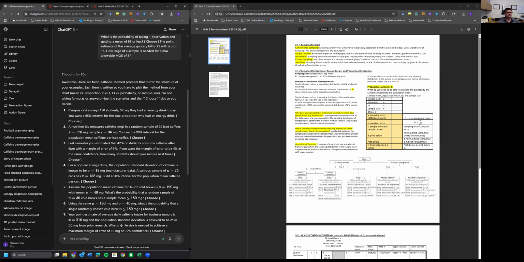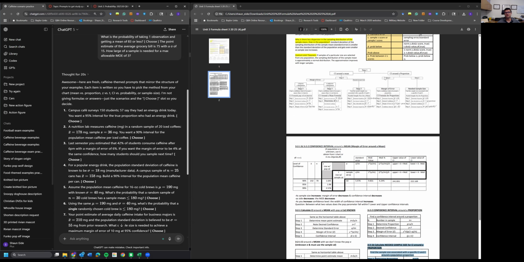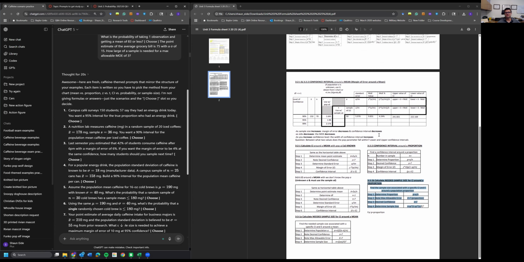Now the question is, do I need a sample size or am I making an actual confidence interval? It says 150 students, 57 say that they had energy drinks. You want a 95% confidence interval for the true proportion. So they want an actual confidence interval. So it is the margin of error, which is step two: confidence interval around a proportion, then margin of error. So we're going to come down to the next page where it says confidence interval around a proportion.